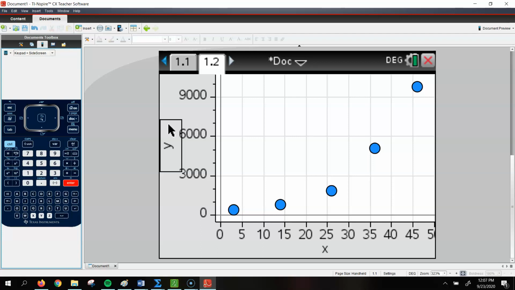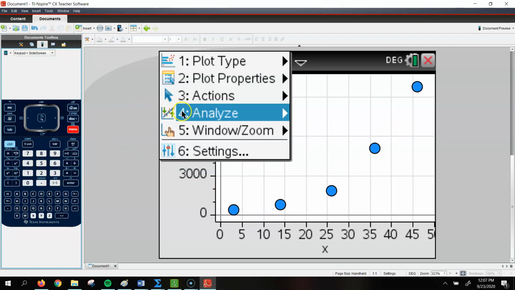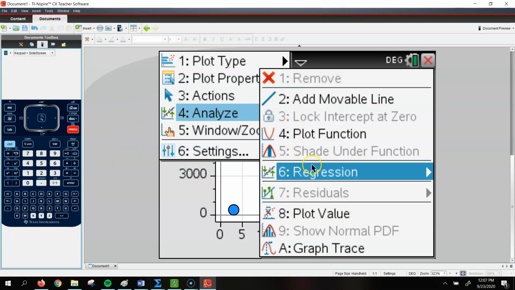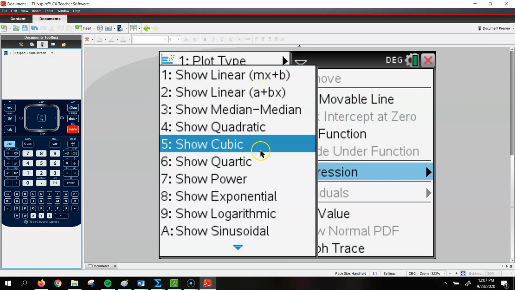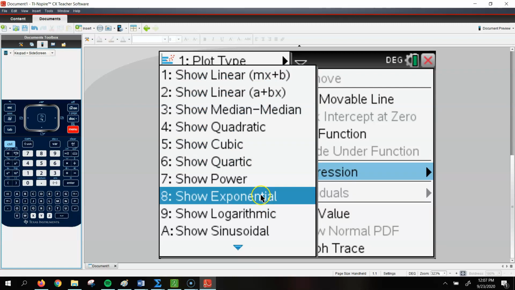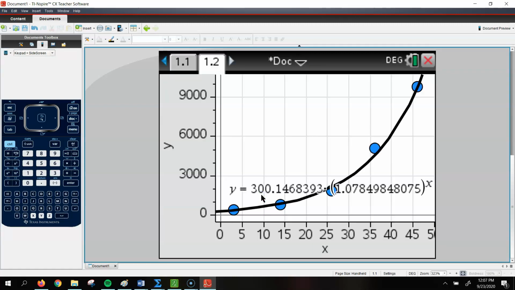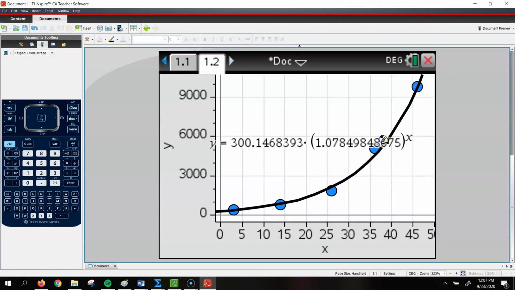So now to get our equation here, we're going to do what's called a regression equation. So we're going to do menu, analyze, regression. Now there's all these different options, remember. Now we want to find the one that says exponential, which is going to be down here, option 8. So here we have our equation.